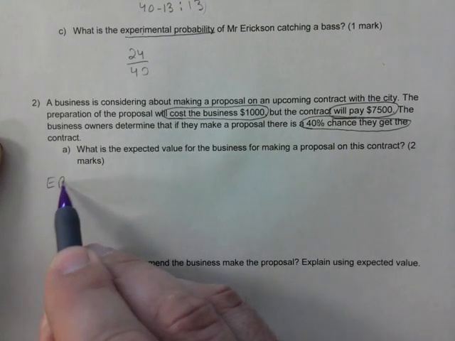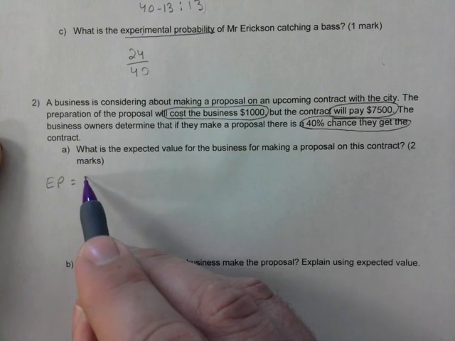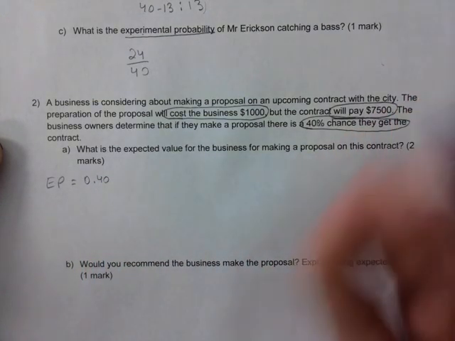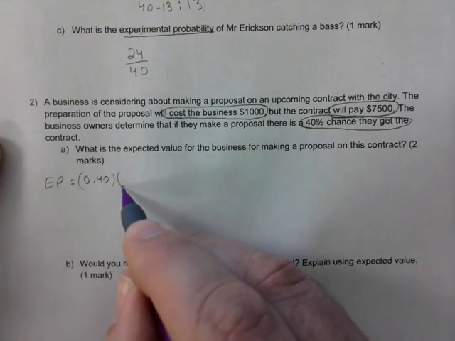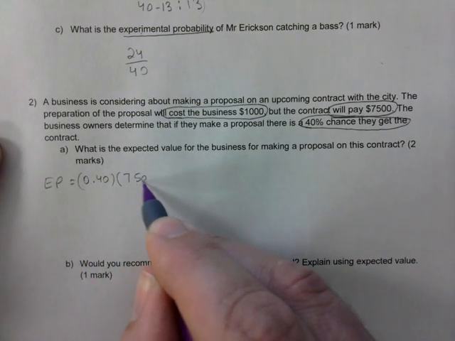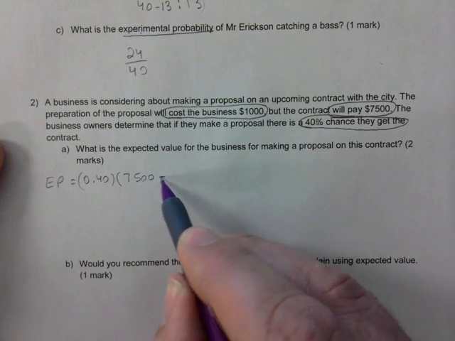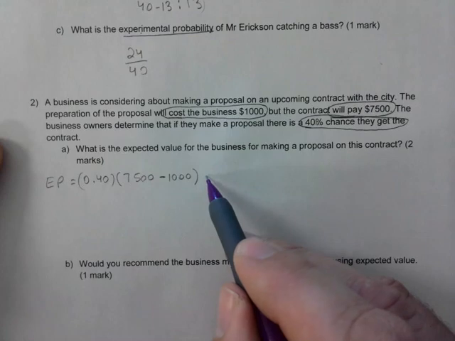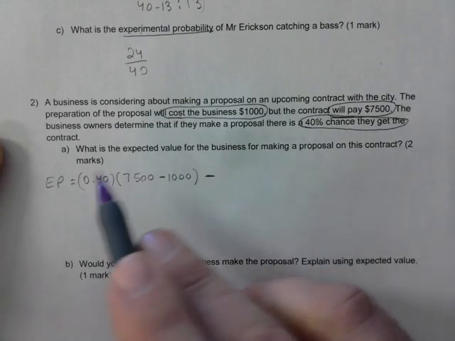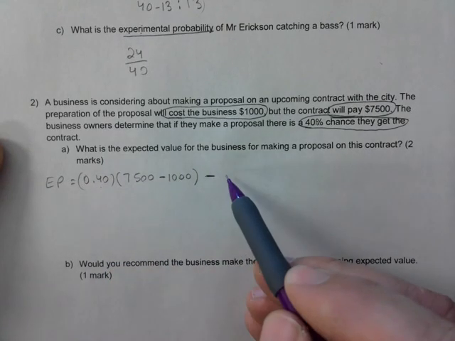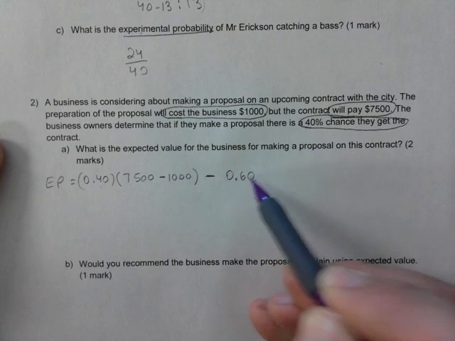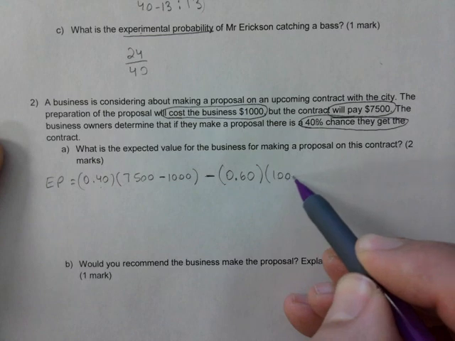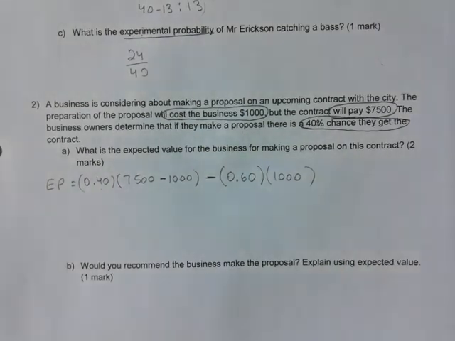So for expected value, you would go 40%, so 40 over 100 or write down 0.4, it's up to you. Times what you would win, that's what you would get paid, but you paid 1,000 to play, remember that. Okay, minus, if it's a 40% chance of winning, then there's a 60% chance of losing automatically, right? That's how it goes. And this would just be 1,000 there.